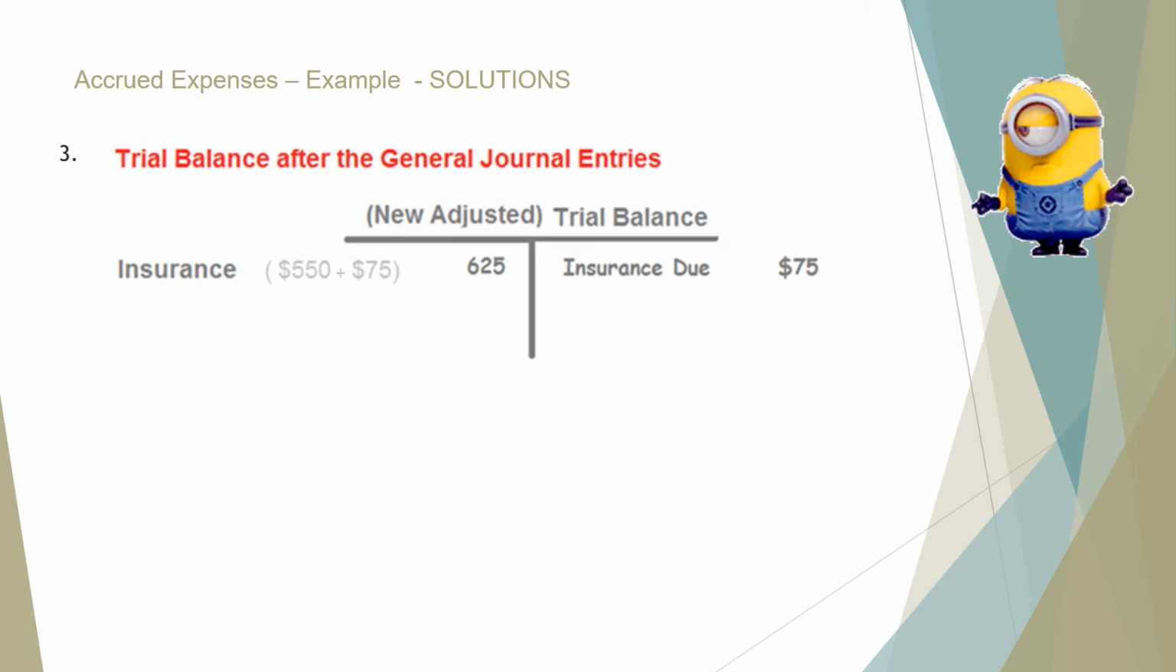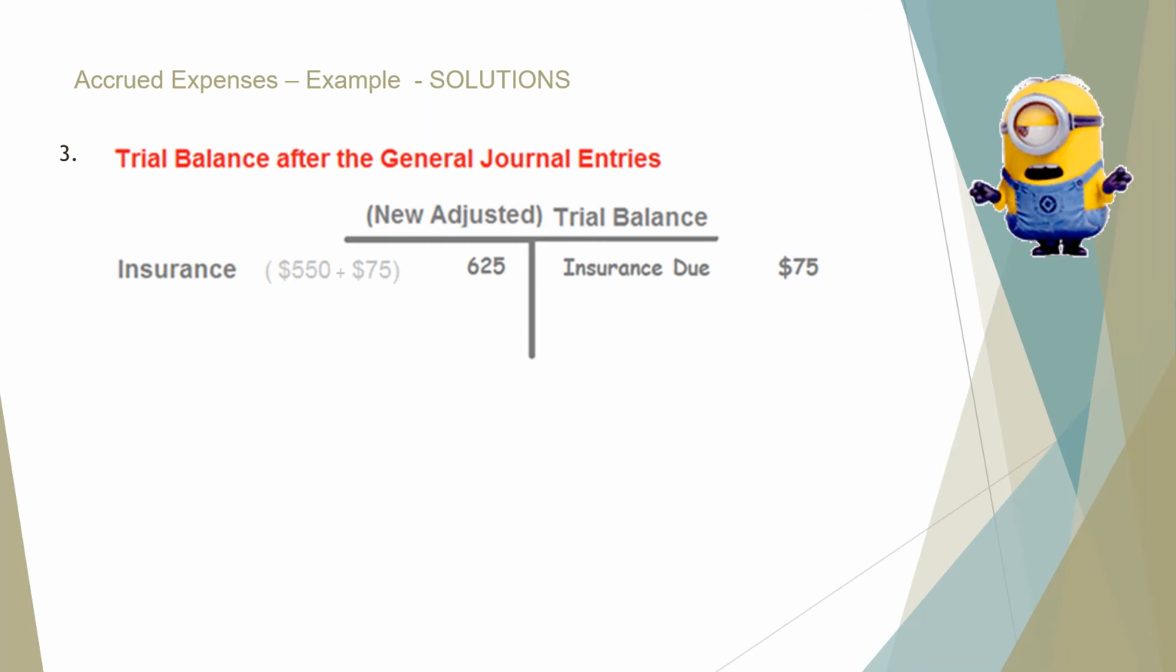So now when we look at our new trial balance, the new adjusted trial balance, we have insurance of 550 plus $75, which will now be 625. I hope that is clear. Our insurance for the year is 625 and not 550.